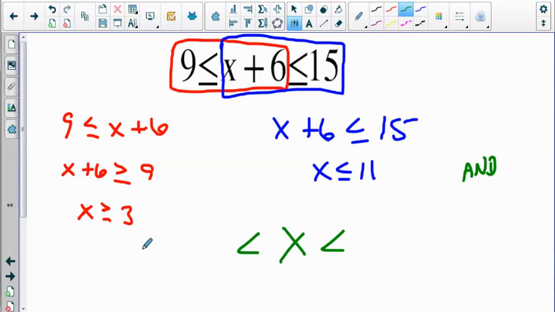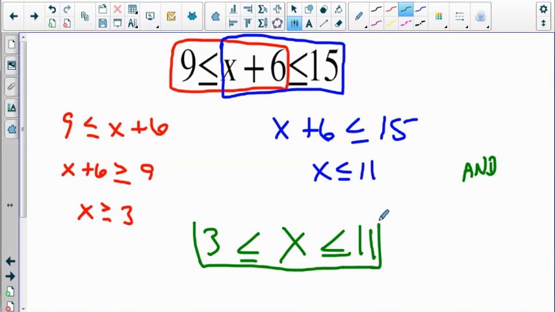Put the x in the middle. Smaller number is 3. It goes on the left. Sometimes they're not in that order, but you always have to put the smaller number on the left. There's 11. There is an equal sign on both of those, so I put an equal sign on both of these. And ta-da, there's the first one.